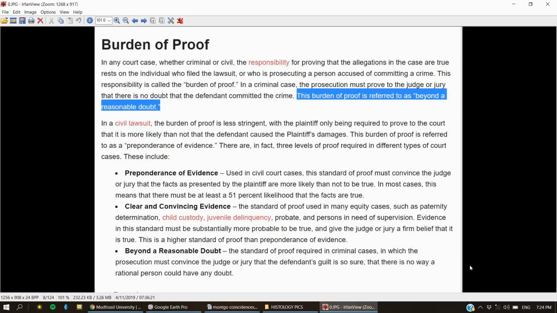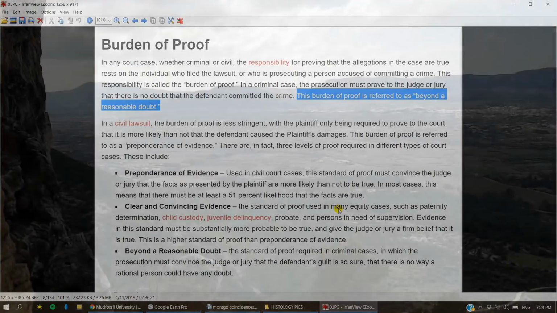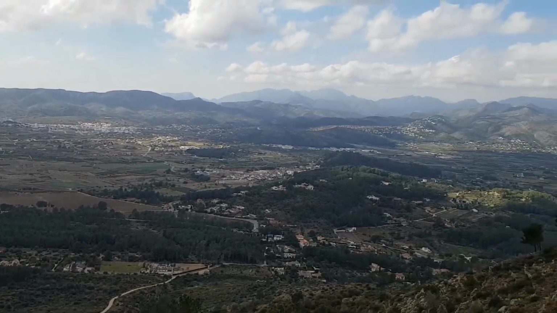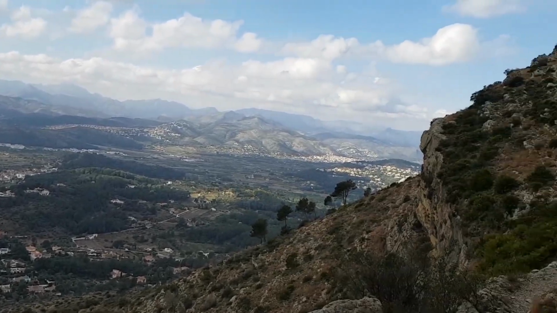If the prosecuting attorney is going to get a conviction, they're going to have to live up to the burden of proof, and they have to convince the judge and jury that the defendant's guilt is so sure that there's no way a rational person could have any doubt. So if you were to think of it as the court of law, the question is how many coincidences have to stack up before you get a conviction? If this were the O.J. Simpson trial, I would say that the prosecution would already have a slam dunk as far as conviction goes.